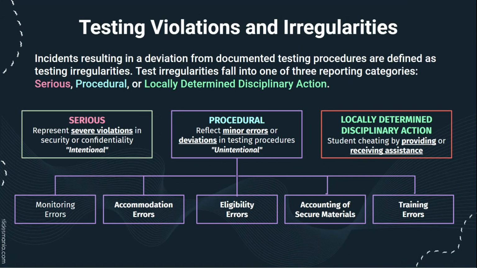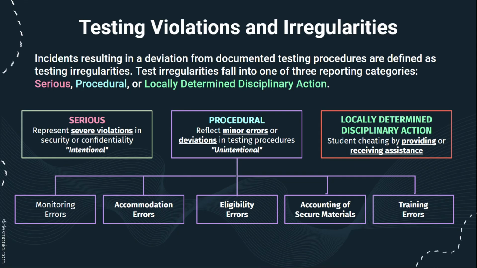What is a testing irregularity? Testing irregularities are defined as incidents resulting in a deviation from documented testing procedures. These fall into one of three categories: serious, procedural, or locally determined disciplinary action. Today I'm going to explain serious and procedural. In general, serious violations involve an intended act by a staff member, such as to alter a test response or discuss test content.